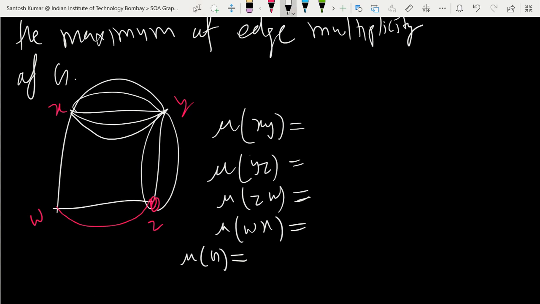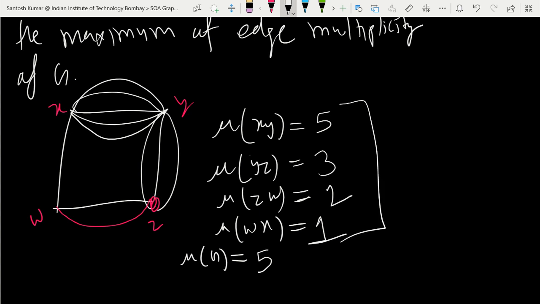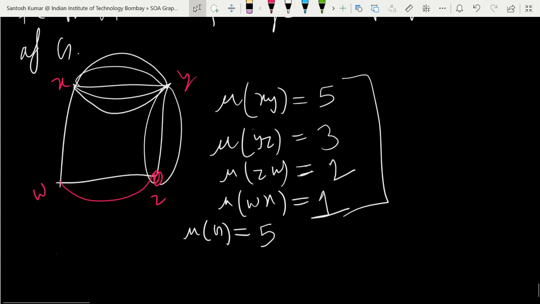Sir, mu xy 5. Yes. mu yz 3. Hmm. mu zw 2. Hmm. mu wx 1. And mu G is, so max 5. 5. So you check maximum of them. Okay. So for each edge you find the multiplicity and then take the maximum of that, and that is your mu G. Like delta G, delta is a maximum degree of a vertex. So similar to that we have mu G. It's a maximum multiplicity of an edge.